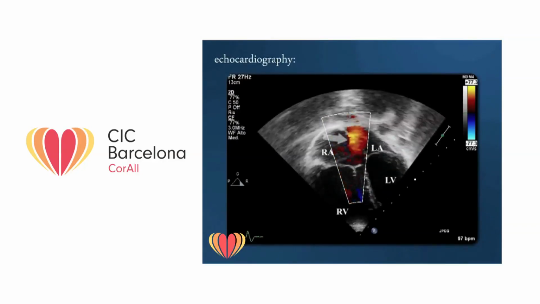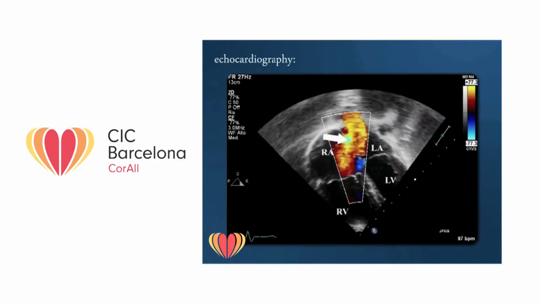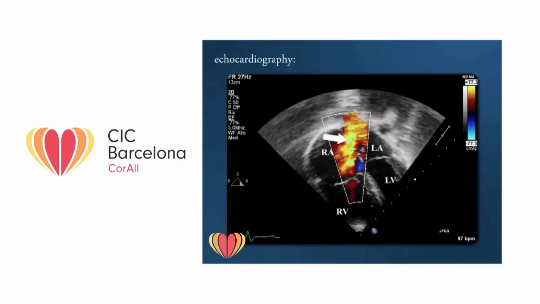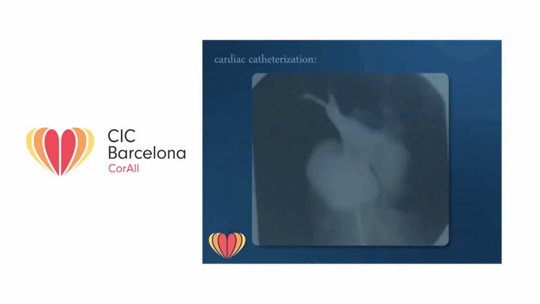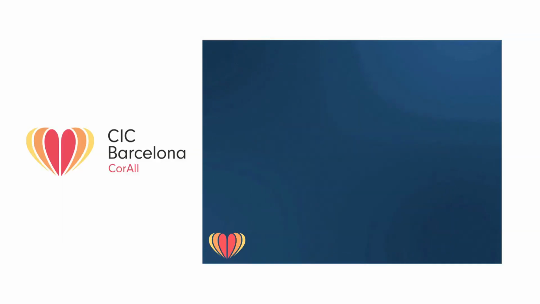This is a large ostium secundum defect, shown on the apical four-chamber view. Color flow mapping shows the left to right shunt and both right atrial and right ventricular enlargement. Cardiac catheterization may be useful in those patients with severe atrial septal defect or when pulmonary vascular resistance needs to be measured.